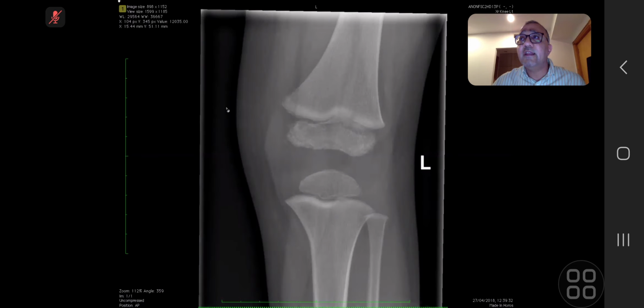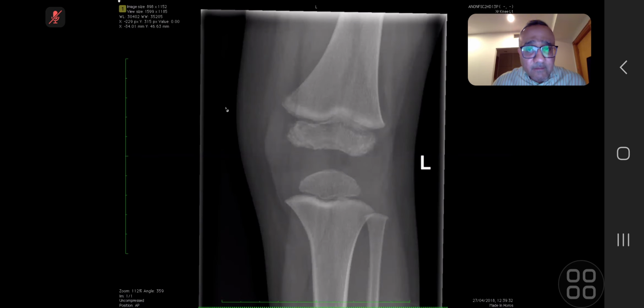I'll show you a knee radiograph now. Okay, let me get a knee radiograph for this patient. Just a second. Okay. So that's a knee radiograph there for you on the left side. Do you see anything there?